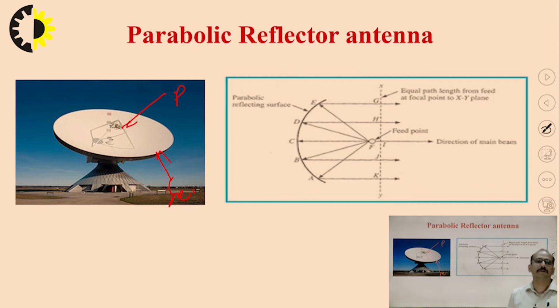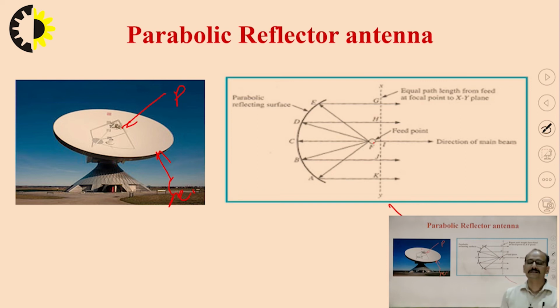Actually, a parabolic reflector antenna works on the principle of parabola geometry. As you know, a parabola has a focus, and if any rays are coming parallel to the axis of the parabola, then after reflecting back from the parabola surface, they will be centered on the focus. And similarly, if any rays are coming from the focus, they will become parallel to the axis after reflecting from the parabola.